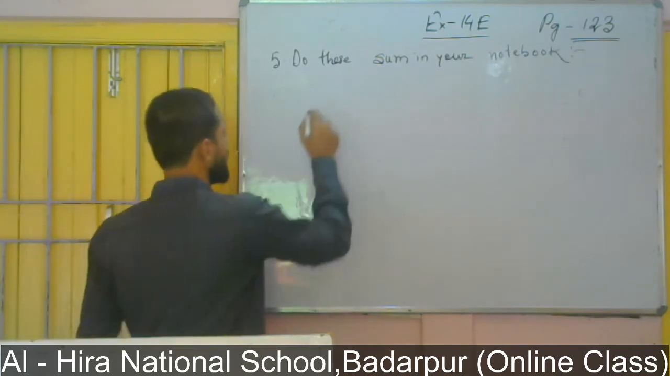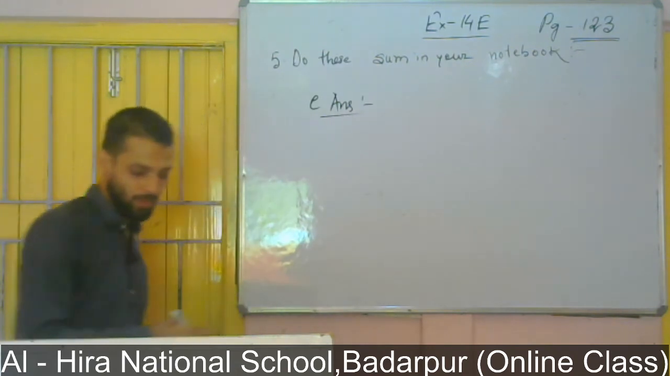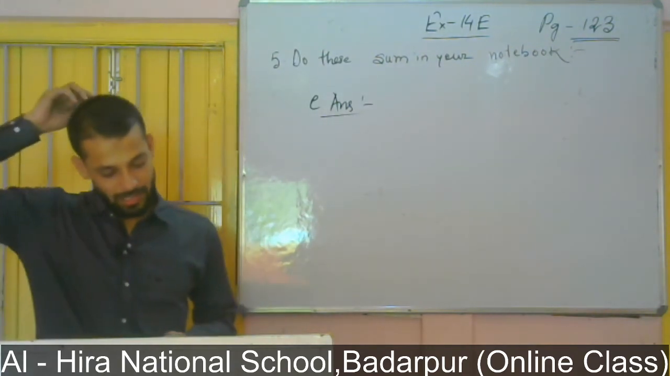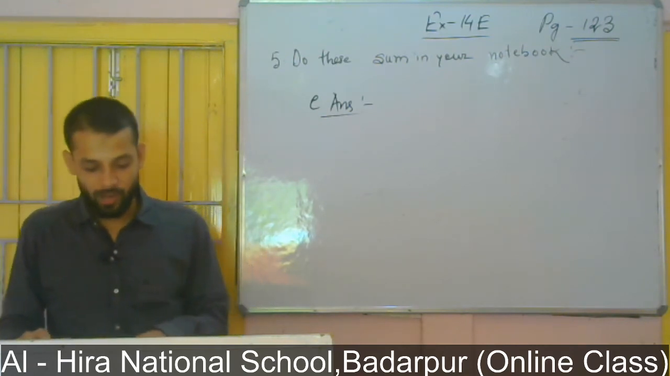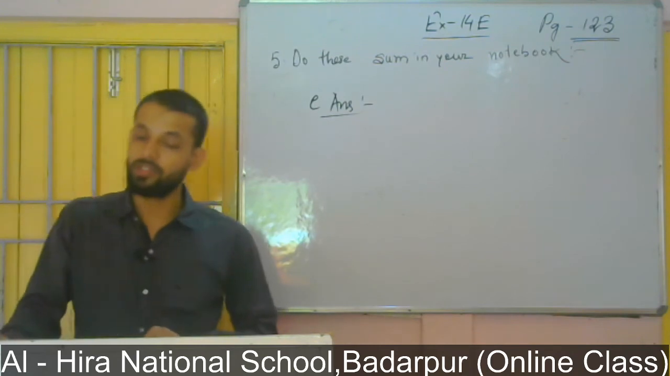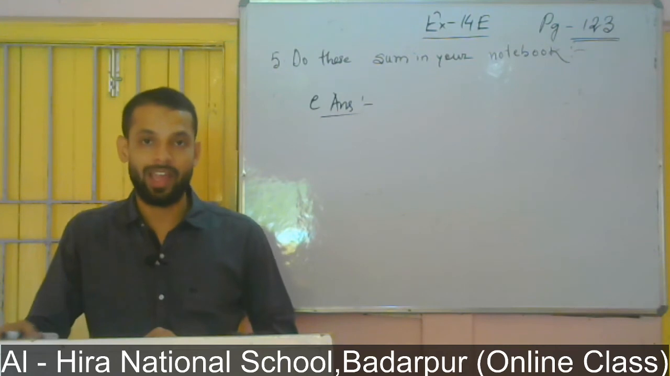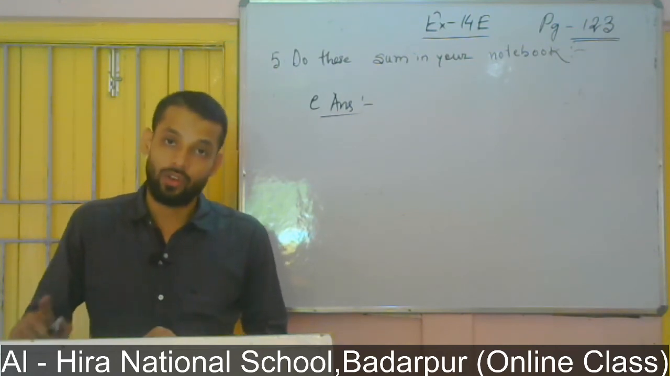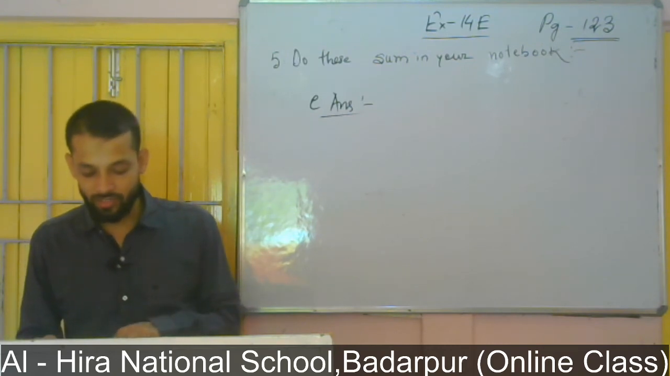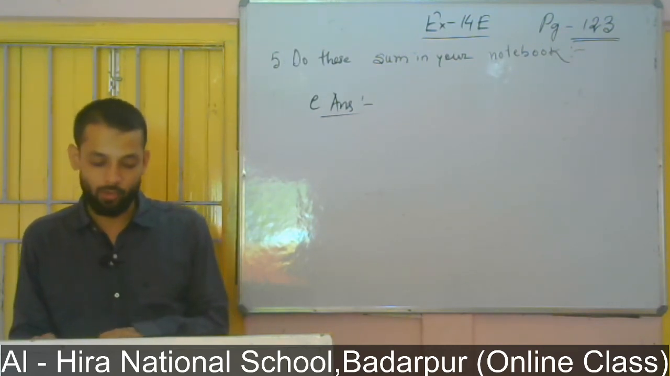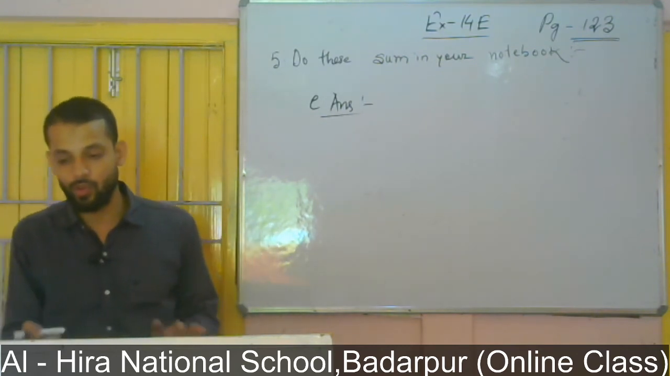Next is question number E. So what is question number E? Question number E is: Hari earns rupees 143.65 every day. That means his earning in one day equals rupees 143.65. How much does he earn in a week? So we know that 1 week equals 7 days.